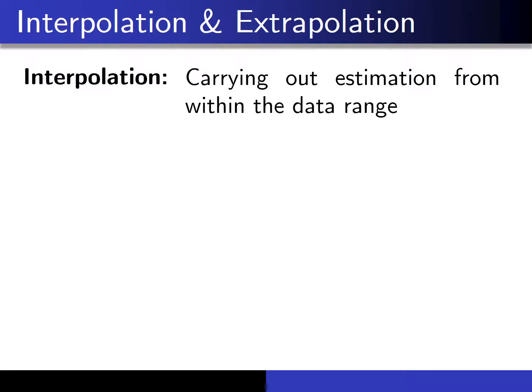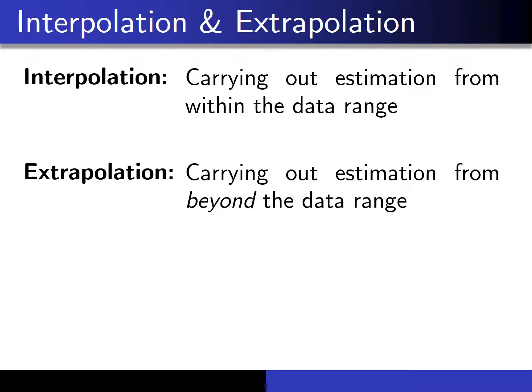The process of carrying out estimation from within the data range is known as interpolation, while the process of carrying out estimation from beyond the data range is known as extrapolation. As mentioned in the previous slide, an estimate that is obtained by using extrapolation is not reliable. Let us now look at an example that illustrates the concepts that have been discussed thus far. Refer to example 4.1 in your lecture notes.